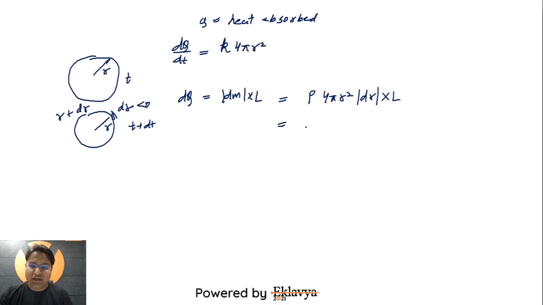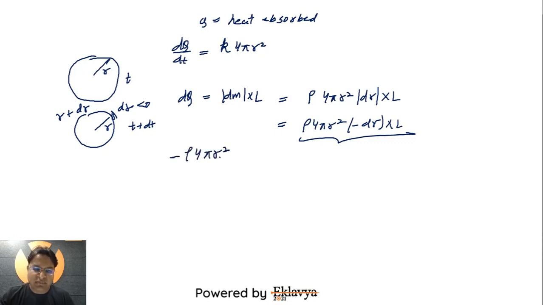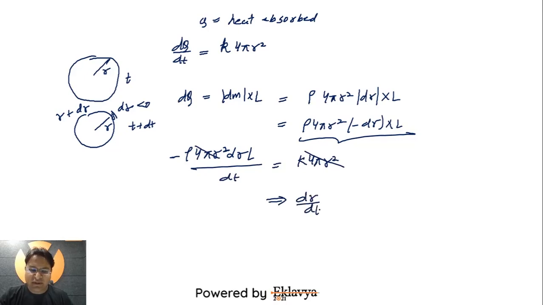Now mod dr can be replaced by minus dr. So we can substitute this value of dq here, so that will give us rho 4 pi r square into minus dr by dt into L equals k into 4 pi r square. So 4 pi r square and 4 pi r square get cancelled. So from here we can say that dr by dt comes out to be minus k by L rho. So that is what we are getting here.